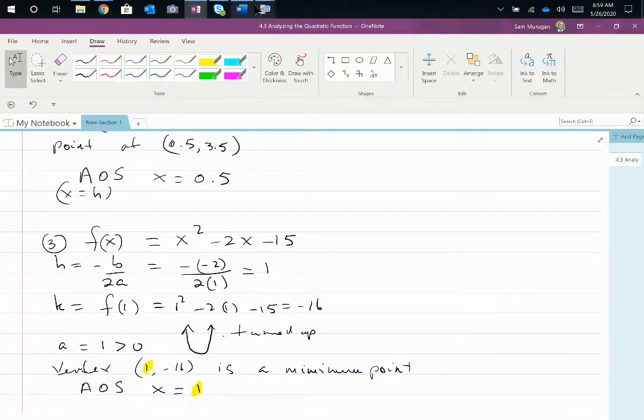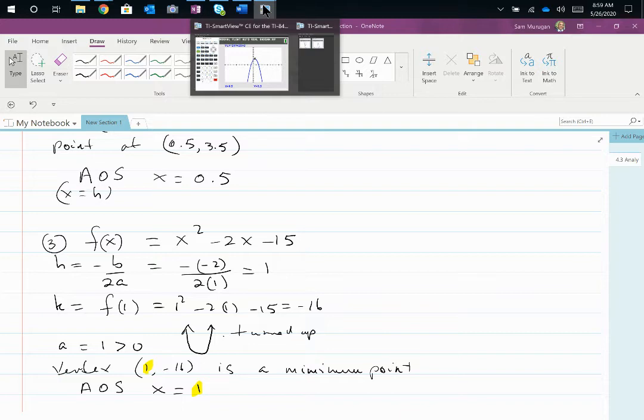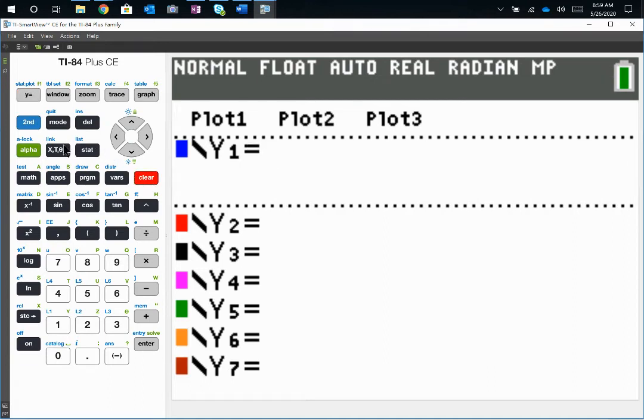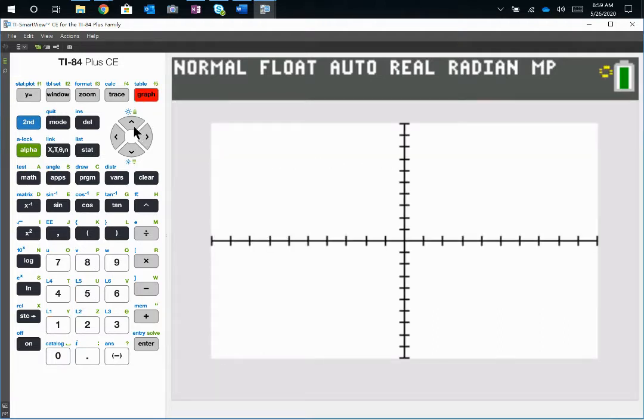So let's go ahead and graph this one. X squared minus 2x minus 15, graph. So remember, we computed that that vertex is at 1 and negative 16. We can't see the vertex. So we need more negative y values to see this vertex.